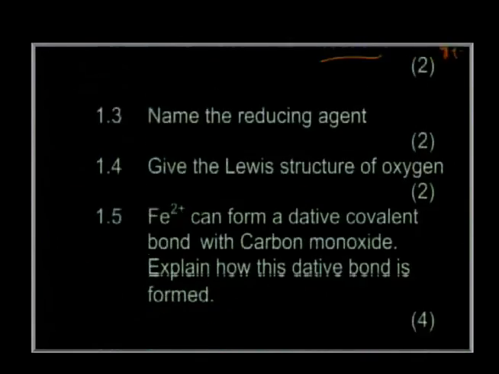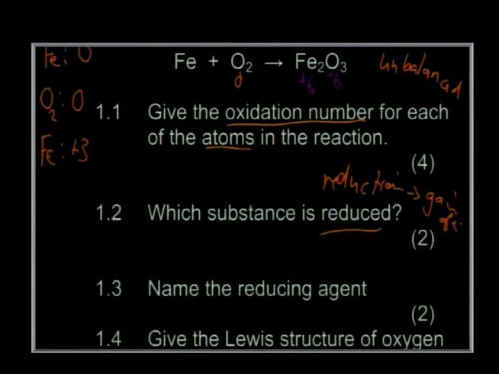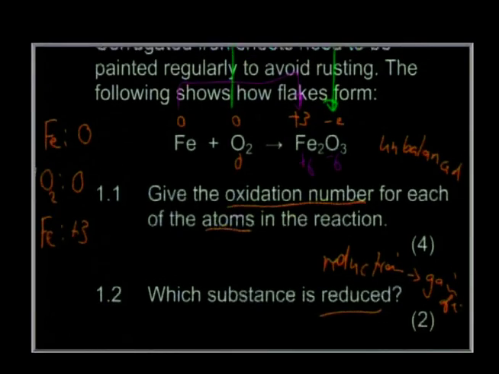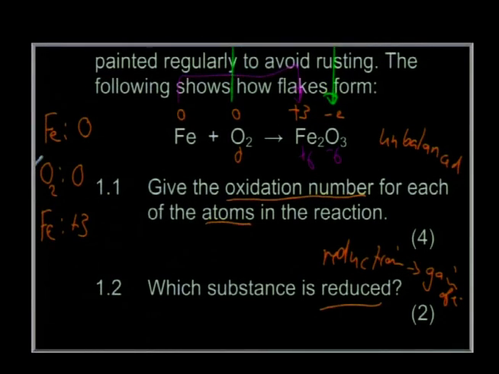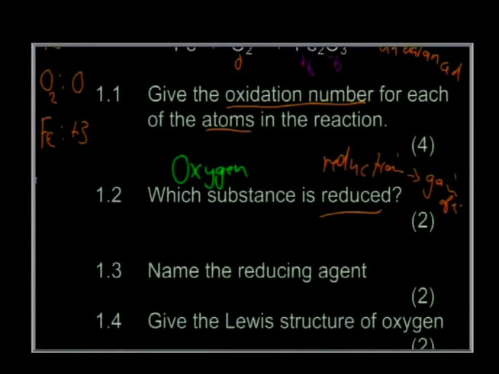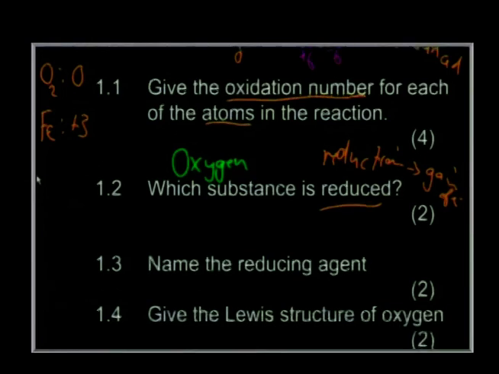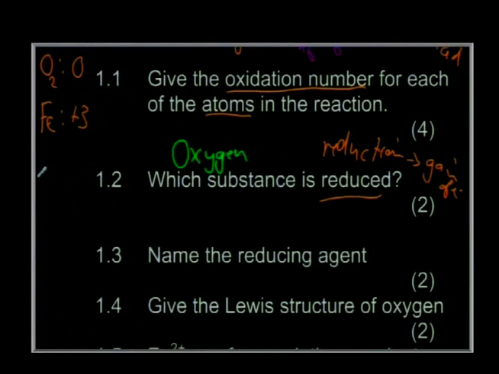So what we had to recognize is which substance is gaining electrons, which is being reduced. Well, in this case, I don't think it's too difficult to recognize that oxygen is the answer. So oxygen is being reduced. It is undergoing reduction. It is gaining electrons. So now the next term.